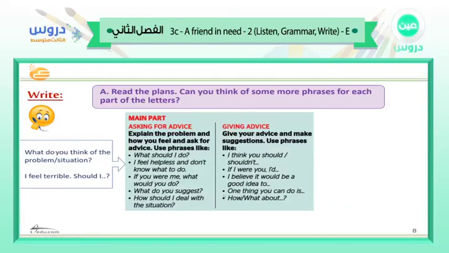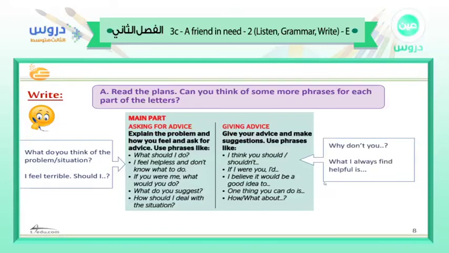Okay. Now, for giving advice, what do you think you should say? You say, I think you should or shouldn't, and then you state the advice or the solutions. If I were you, I'd do this or that. I believe that it would be a good idea to. One thing you can do is, how about or what about, and then you have other phrases like, why don't you? What I always find helpful is, okay? So here in the main part, you have the solutions themselves that you're going to state, okay?